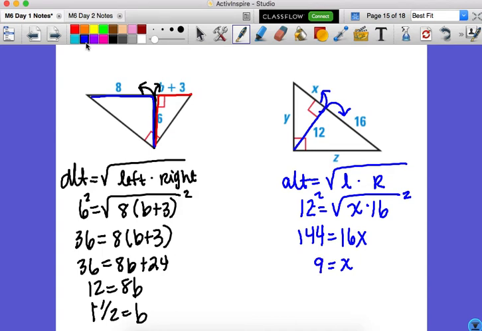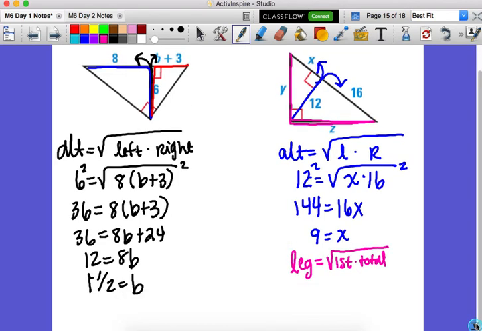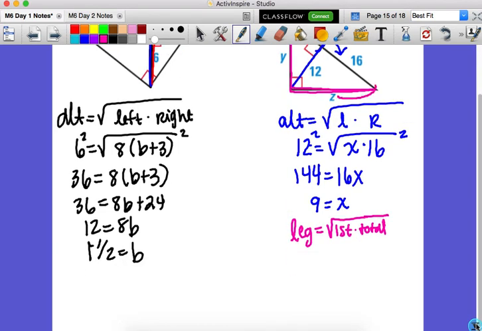We still need to find y and z. Y and z are the 2 legs of this right triangle, so I'm going to use the legs round rule, which says it equals the square root of the first number you hit as you round to the hypotenuse times the total. And you want to be really careful here. If we start with z, when I round the corner I hit 16, and the total is 16 and x added together. But remember, that's not 16x.